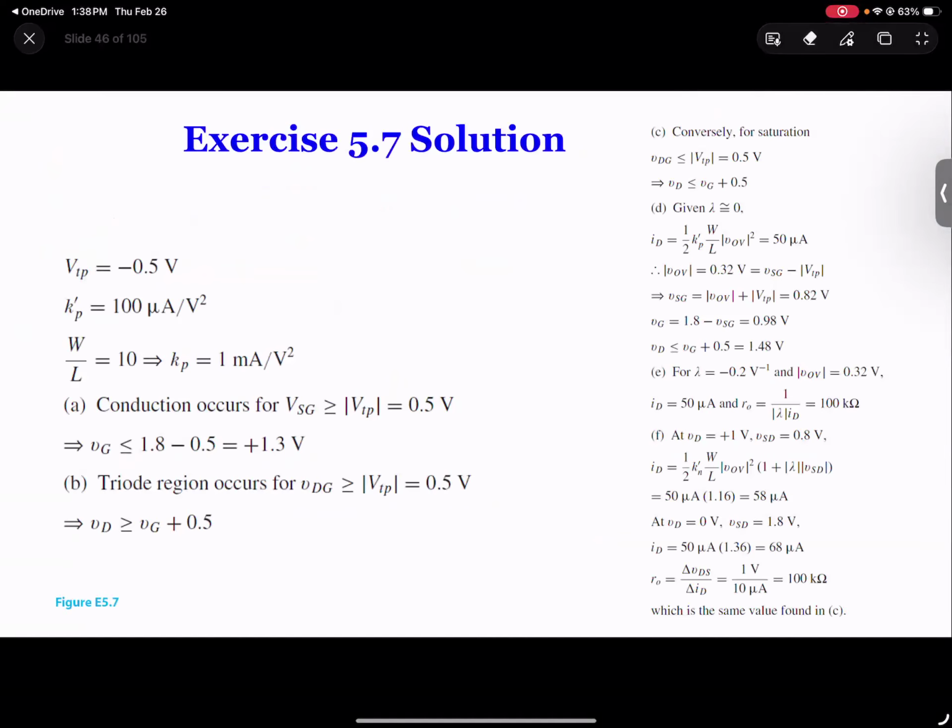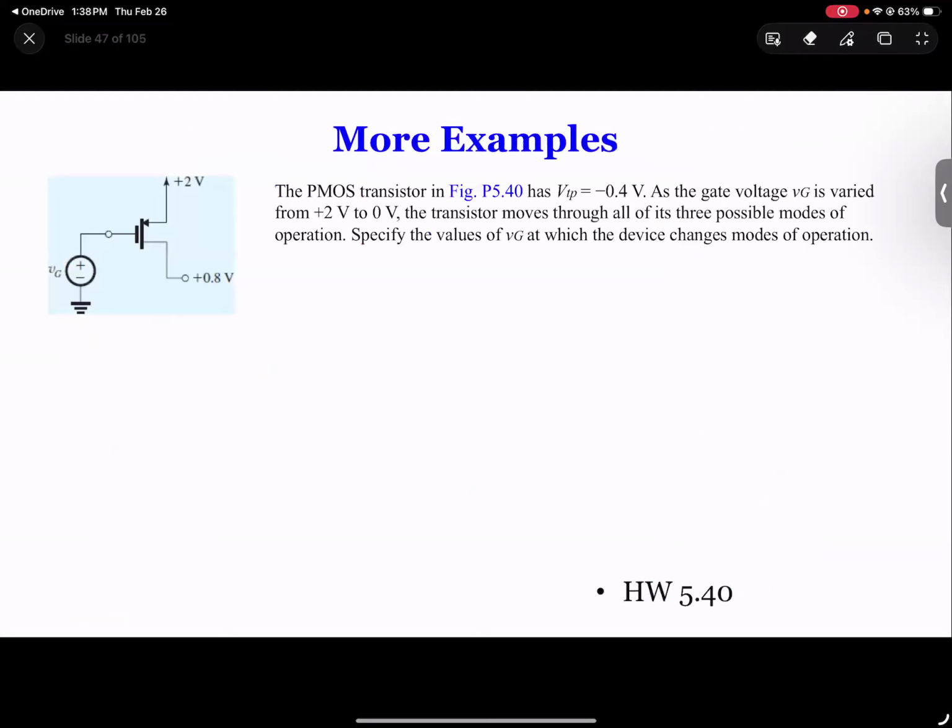Okay, so this is step by step how to do those problems, so you can do this later on. And lastly, they want you to also find the value of ro, which is VDS over ID, and it gives you 100 kilo ohms. That's the small signal equivalent circuit.